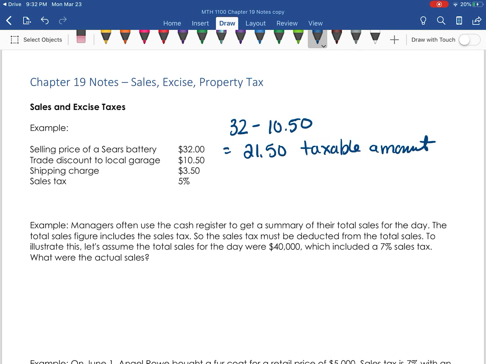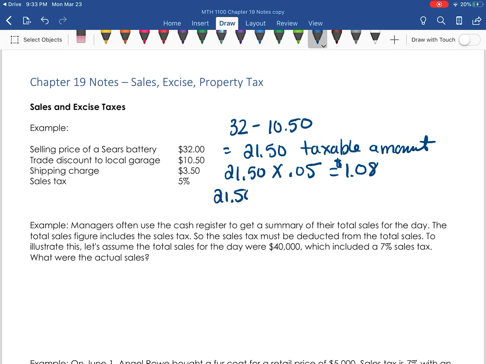So you want to make sure that the shipping isn't included when you find your tax. And you also want to make sure that you subtract off any discounts first. Then you want to figure out what the tax is. In this case, the tax rate is 5%. So I want to find 5% of $21.50. We're going to take $21.50 times 0.05 for the 5% in decimal format. And when we do that, we get $1.08 in tax.